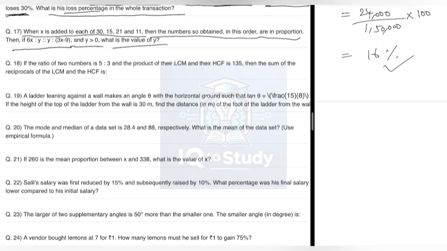We know that if four numbers are in proportion, then a by b is equal to c by d, and here x is added to each of four numbers.